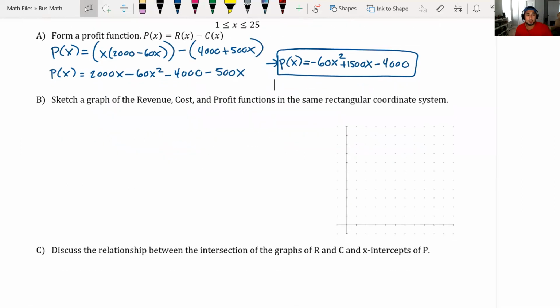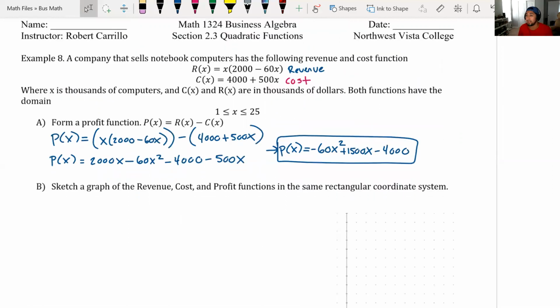Sketch the graph of the revenue, the cost, and the profit function. Oh boy. Okay, so let's make XY charts for all three. I know. But a good thing we have a calculator, right? And they're giving us the X values to use again, 1 through 25.